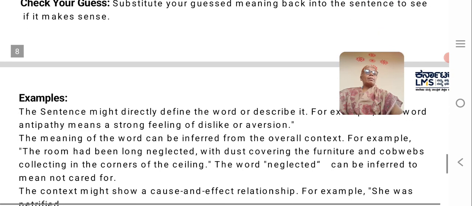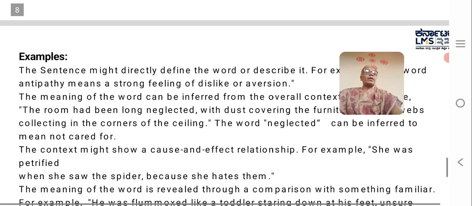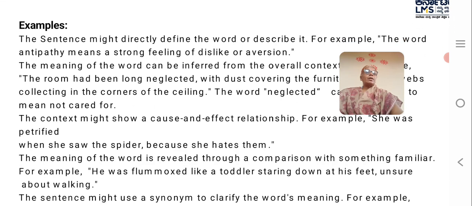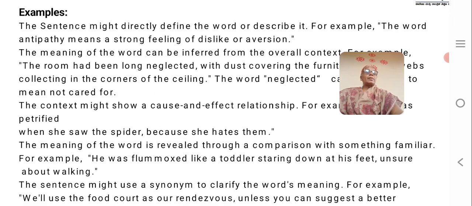Here are some examples of how to identify context clues. Sometimes the sentence might directly define the word. For example, the word antipathy means a strong feeling of dislike or aversion. Based on the definition or the context clue, you can understand the meaning of the word antipathy.